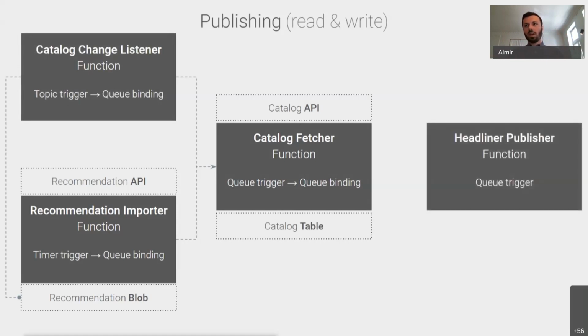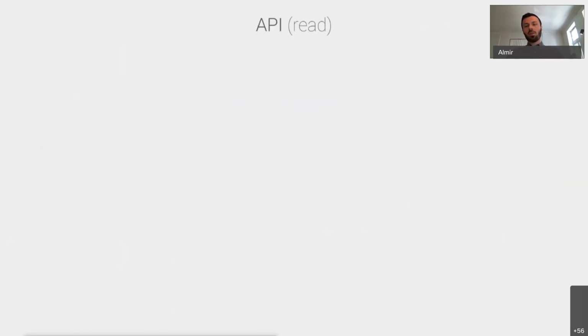And then lastly, we have a headliner publisher function, which is triggered based on the catalog fetcher function, which then uses the set of IDs combined with the metadata in order to create the response in what we call the headliners blob. That is the workflow. Let's look at the API.